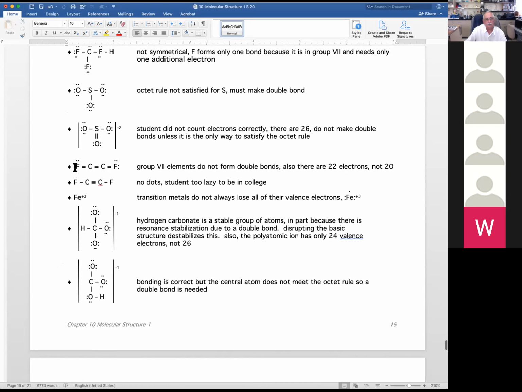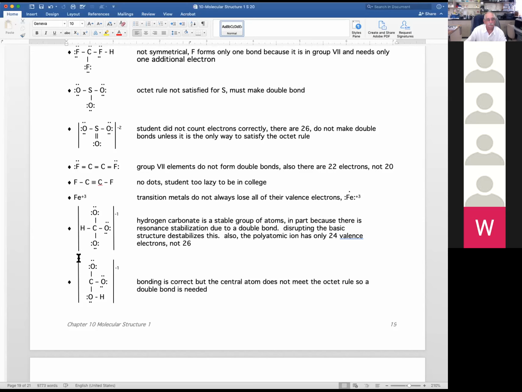What's wrong with this? Fluorine does not form 2 bonds. It forms only 1 bond. This is more correct for this one, except the student didn't put dots around the fluorines. What's wrong with this? Again, group 5, you lose 3, you still got 5 dots around it.